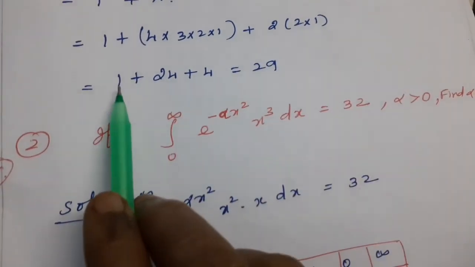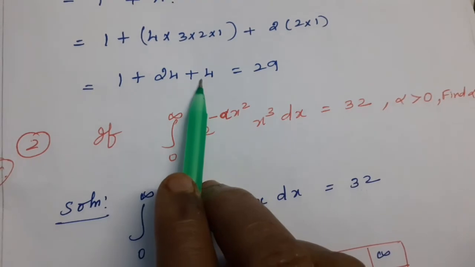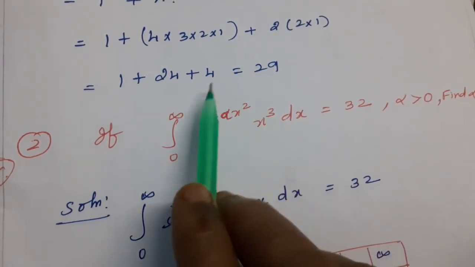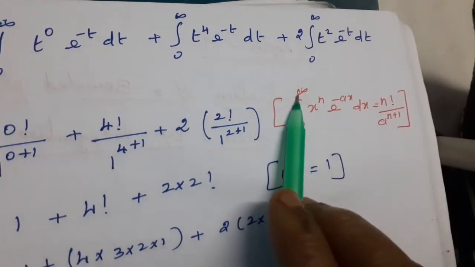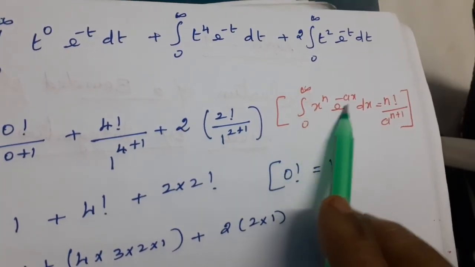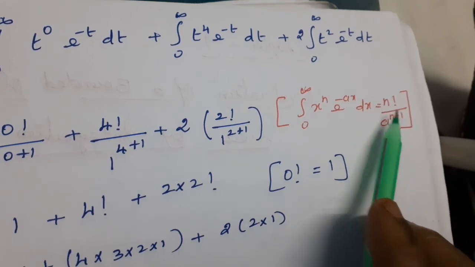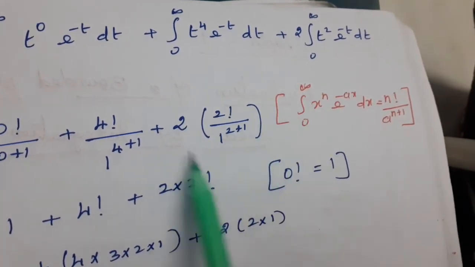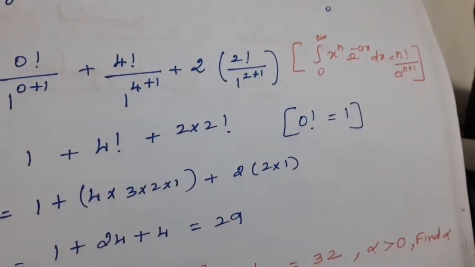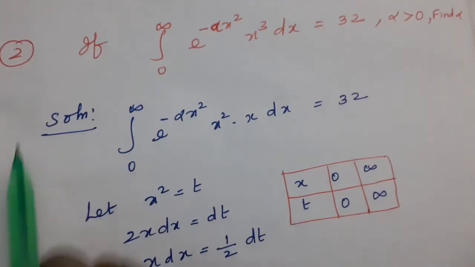After simplification we get what? 1 plus 24 plus 4. We get the result as what? 29. The sum is a little bit big, but only apply the same formula. Integral of 0 to infinity x power n e power minus ax dx equal to n factorial by a power n plus 1. The sum makes us, this is the form. Afterwards, convert to this form, we apply the formula.